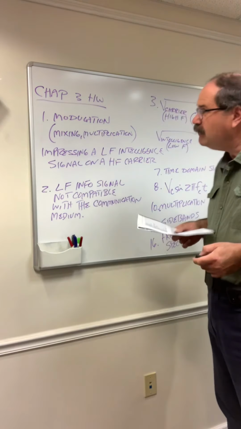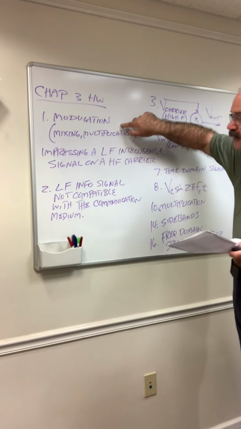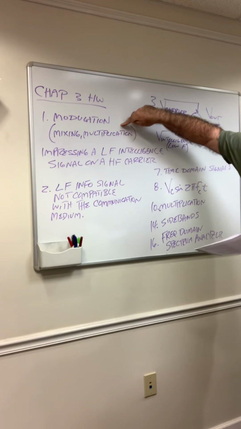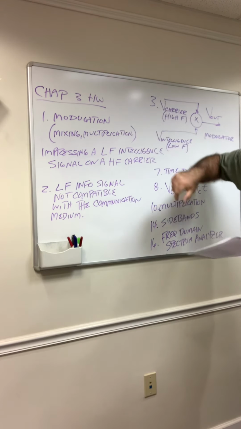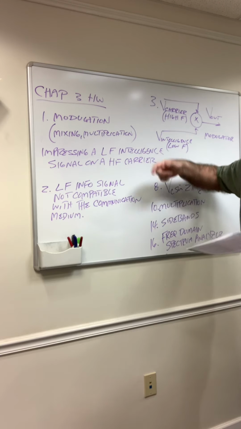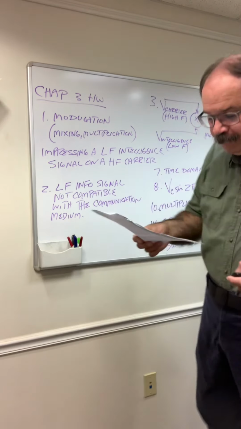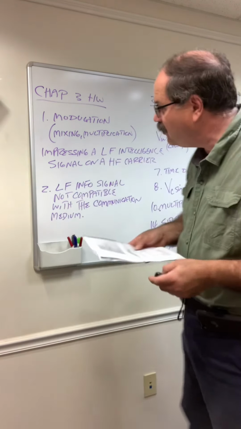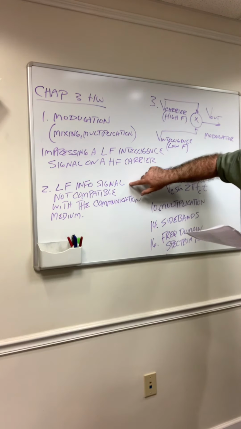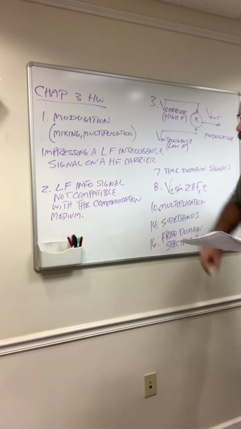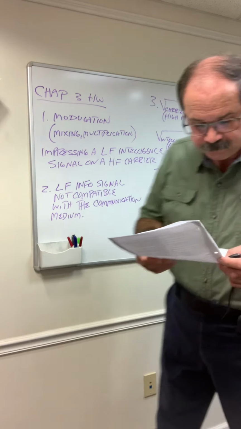Question 1, define modulation. Modulation is also referred to as mixing or multiplication. It's the process of impressing a low-frequency intelligence signal on a high-frequency carrier. Question 2, explain why modulation is necessary or desirable. Because the low frequency information signal is not compatible with the communication medium.